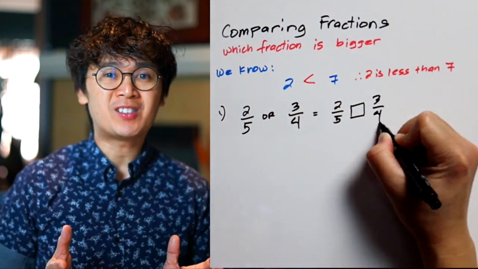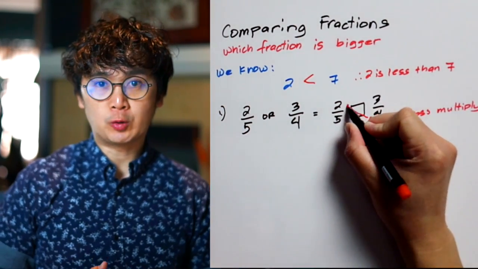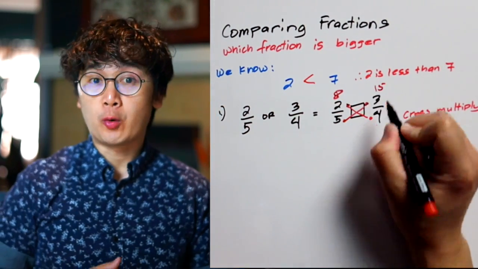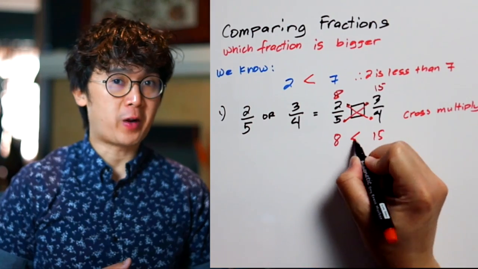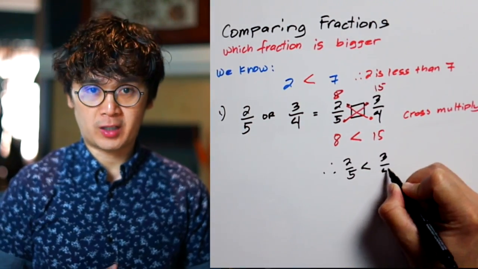In comparing these fractions, we're going to be using cross multiplication. By multiplying 2 and 4, we have 8, and multiplying 5 and 3, we have 15. So in this case, we point our arrow to 8. Therefore, in our fractions, 2 over 5 is less than 3 over 4.